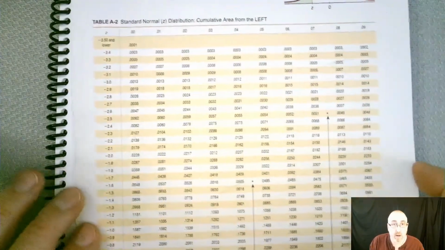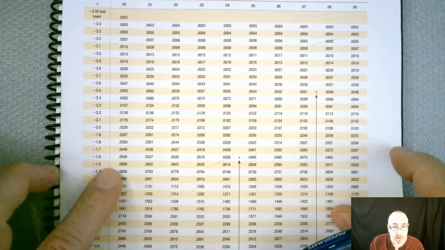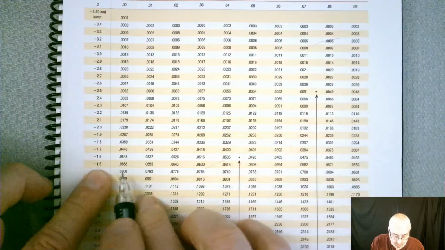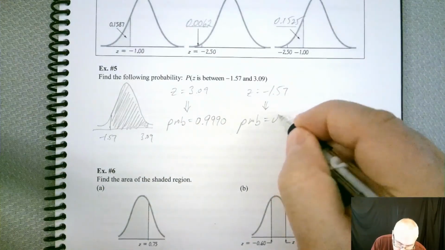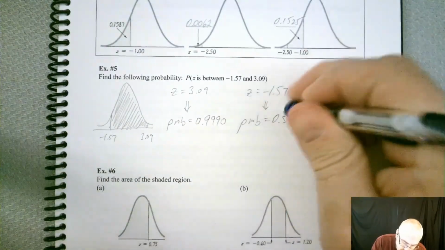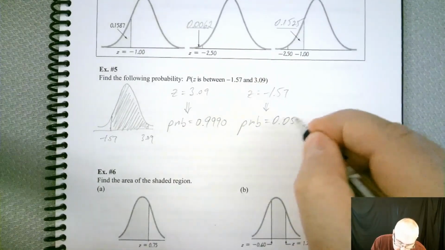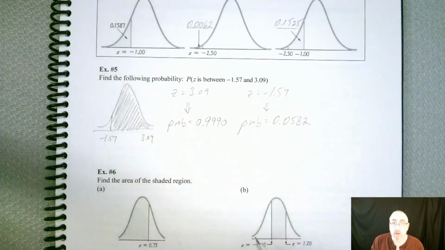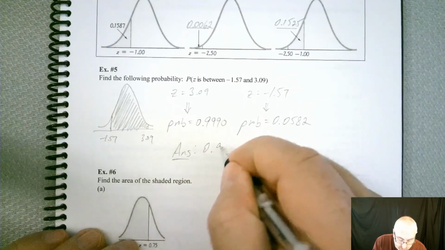And when z is negative 1.57, we'll get a probability of, let's see here, negative 1.5. And we want to go over to 7. So right here. So 0.0582. So those are our individual probabilities, but our overall answer is going to be the difference.